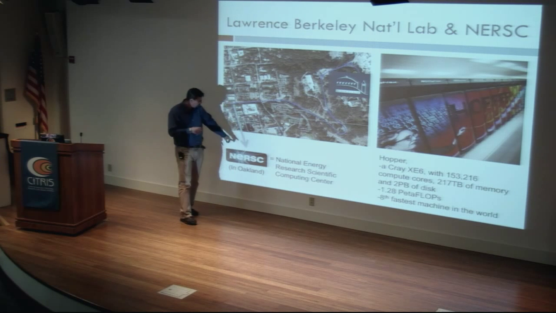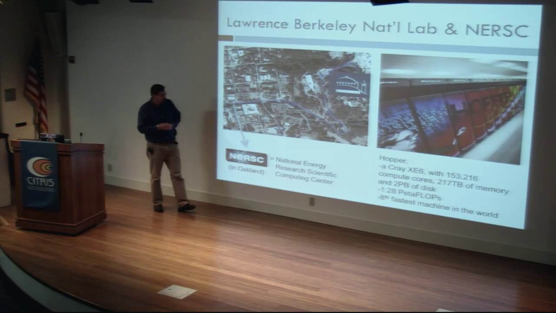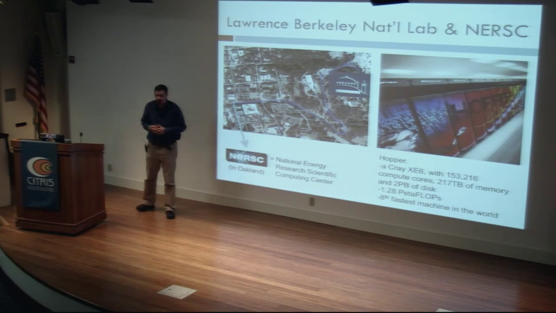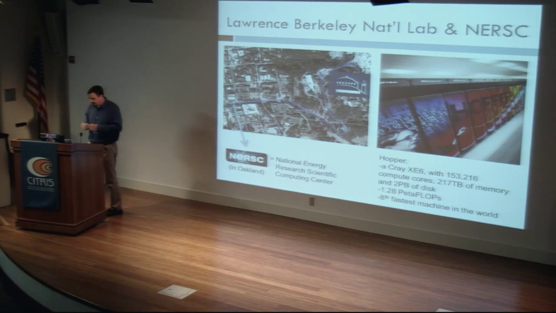If you were to drive out to Oakland and to NERSC, the National Energy Research Scientific Computing Center, you'd find Hopper, which is the 8th fastest machine in the world and is able to do 1.28 petaflops, has 153,216 compute cores, and 217 terabytes of memory aggregate over the cores. So it's a really big machine.